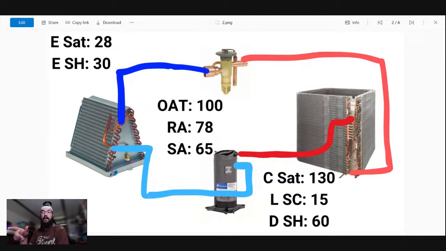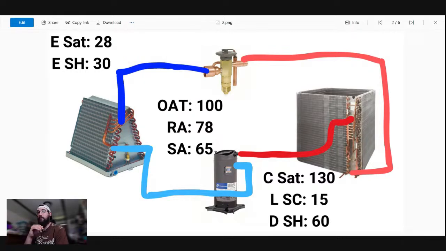Then you have your CSAT, which would be condenser saturation, also sometimes reflected as just CS. Then you have liquid line subcooling at LSC. And then you have your DSH, which is your discharge superheat.